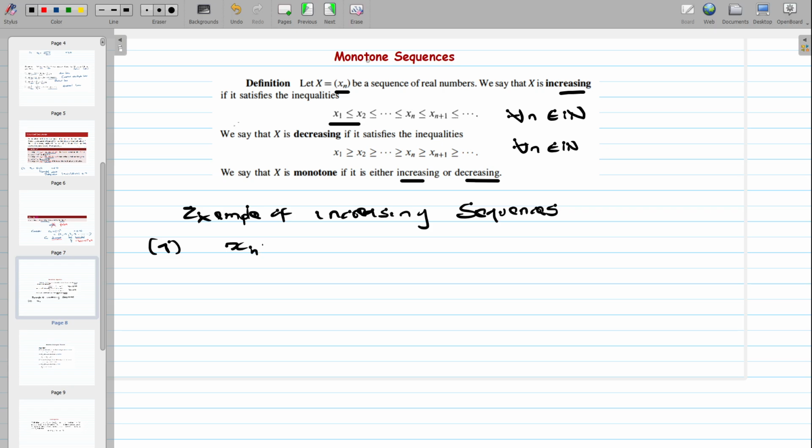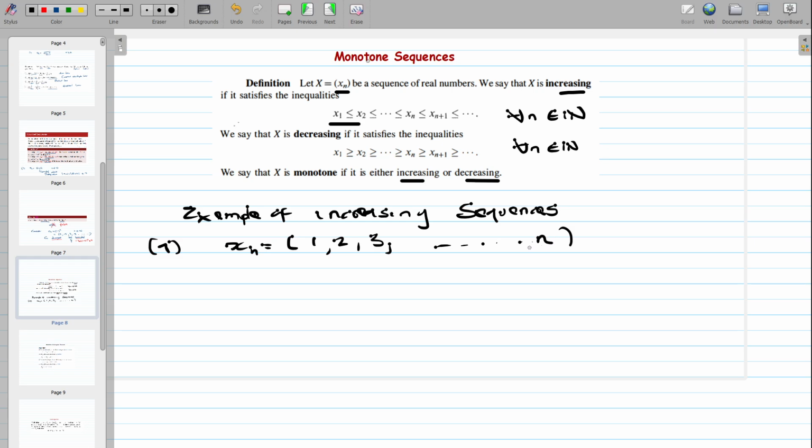Now let's look at x sub n, which is given by the terms 1, 2, 3, and then maybe we continue. Okay, we continue like so. And then if these numbers keep on increasing, maybe 4, 5, 6, 7, 8, 9, if we keep on going, so this sequence is going to be an increasing sequence, right?